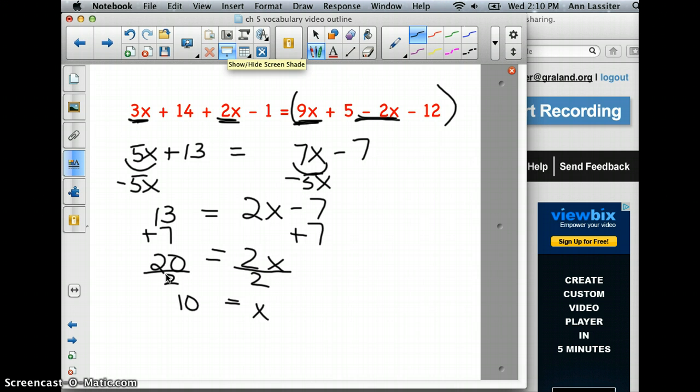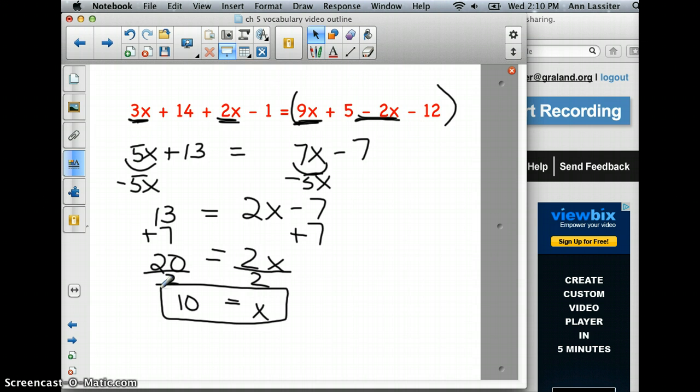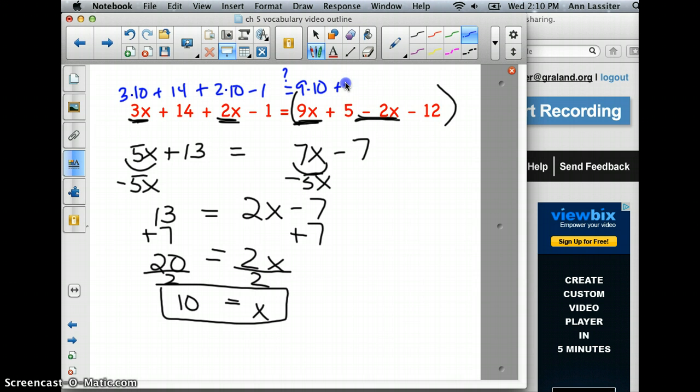One of the most important steps of the process is to take this answer and substitute it back into the original equation. So I'm going to do 3 times 10 plus 14 plus 2 times 10 minus 1 equals, question mark, would equal 9 times 10 plus 5 minus 2 times 10 minus 12.